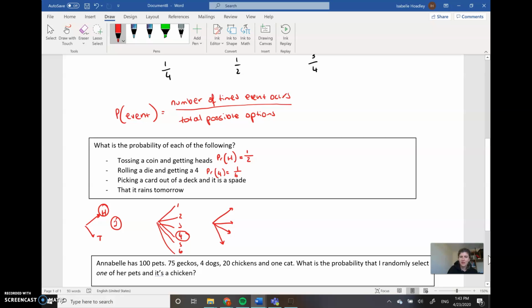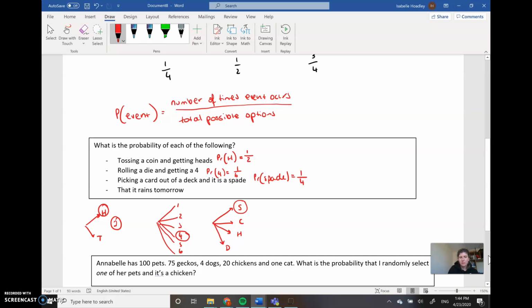Okay, so the different cards we can get are spades, clubs, hearts, and diamonds. And then again, there's equal numbers of all of those. So picking out a card and it's a spade is 1 out of 4. So probability of a spade equals 1 out of 4.